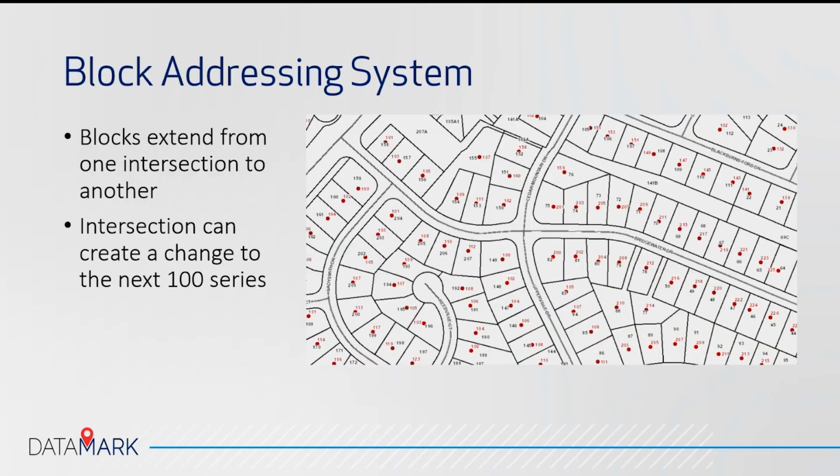All right, so this is an example of a block addressing system where you have a block that starts at one intersection and goes to another, and it actually changes. If you look at this intersection here, the numbering starts at 100, and then as we get to this intersection with Cedar Mountain Drive, it changes to a 200 block. So it's very common to see the blocks change at four-way intersections.